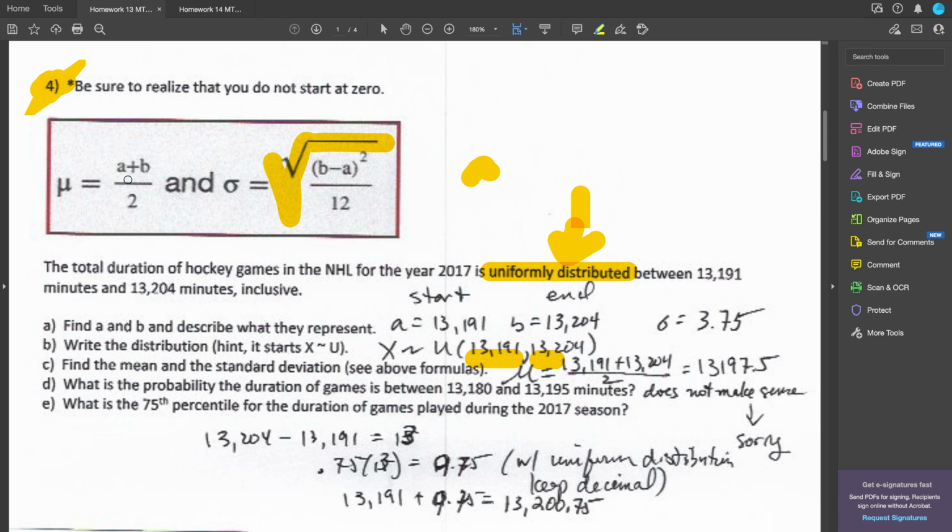Finding the mean and the median. The mean just says add them up and divide by 2. So that's what I do here. 13,191 plus 13,204 divided by 2. And that'll give you 13,197.5. All I did on that was follow the formula.